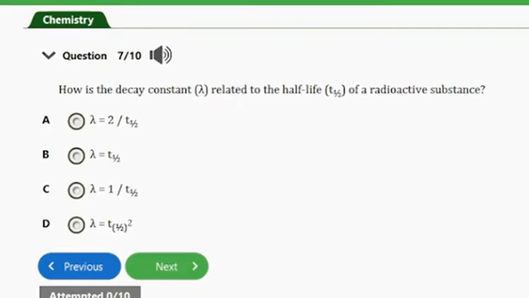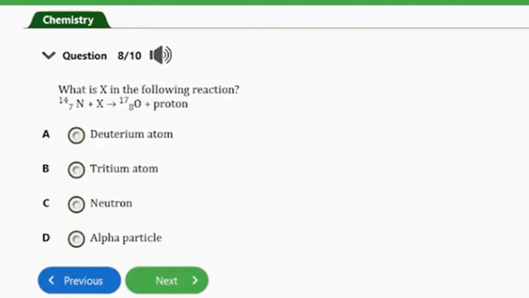Actually, the relationship between the decay constant, which is lambda, and the half-life of a radioactive substance is an inverse proportionality. So the decay constant is actually inversely proportional to the half-life of a radioactive substance. So in this case, option C is the correct answer to this question. That's lambda is equal to 1 over T half. So that's it for that question. Let's consider the next question.